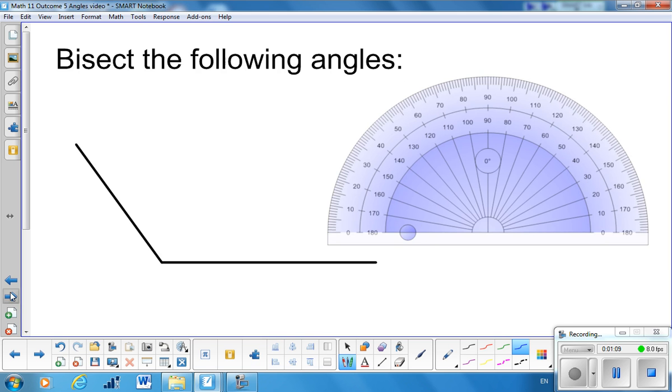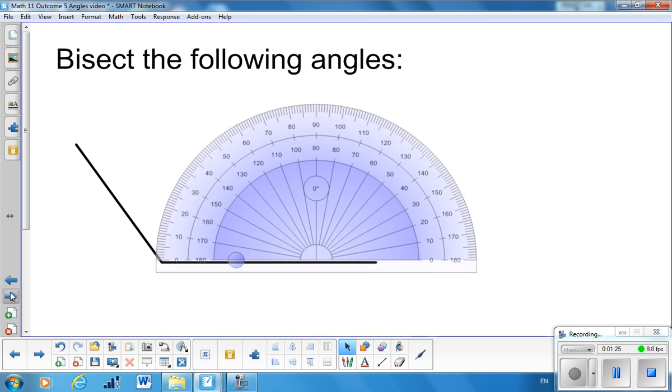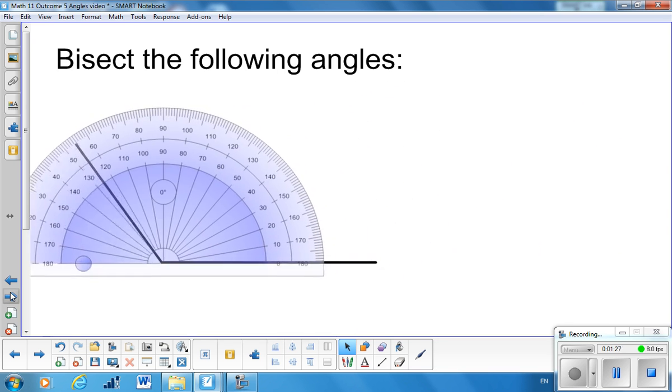Sometimes we're asked to actually bisect a picture or bisect the angle. One way of doing that is to use our protractor. To use our protractor, we need to first of all know how big this angle is. So we're going to move our protractor over, again making sure that the center of our protractor is at the vertex and that the zero line runs along one of the rays of our angle.